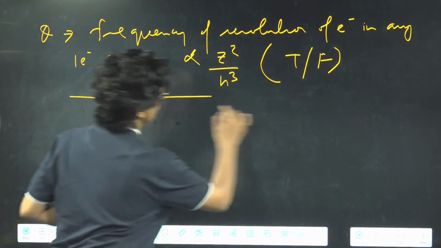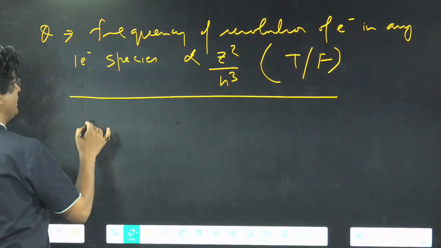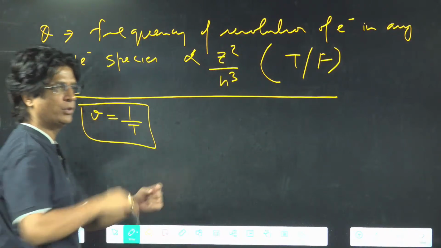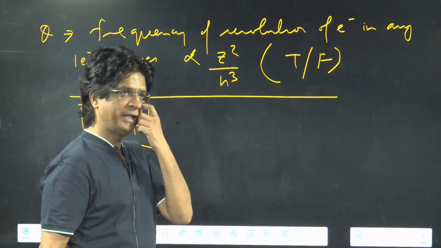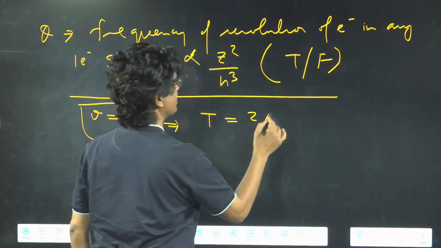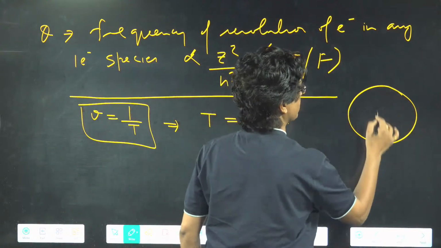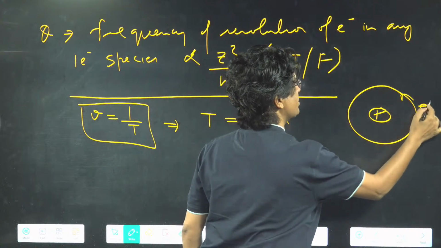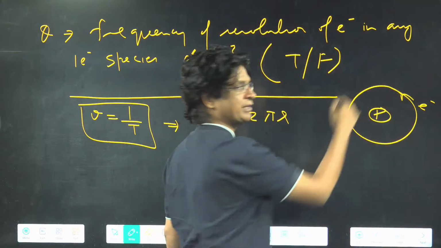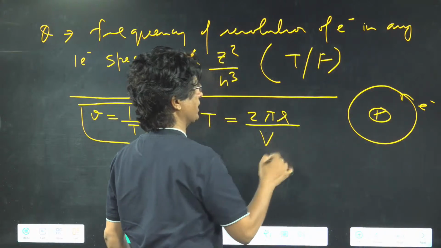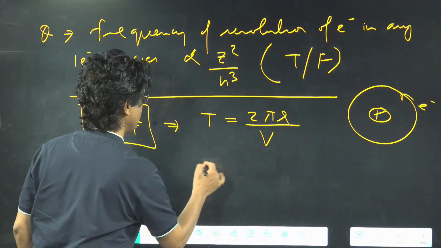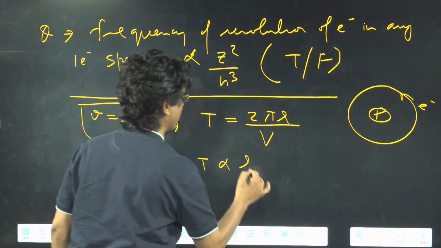To solve this, we need to understand that frequency is 1 upon time period, the time taken by the electron to complete one revolution. The distance traveled by the electron in one orbit is the circumference, 2 pi r, divided by the velocity. Distance upon velocity will give you time. So T will be proportional to r upon v.